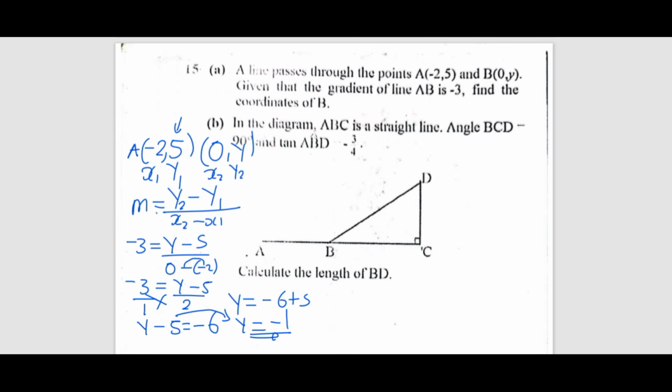and tan ABD is equal to -3/4. So ABD, here we have 3/4, but negative. So now how can we find the inside angle? If the outside angle is negative, then the inside is positive. So this means that the inside angle is 3/4. So if 3/4 is our inside angle, how can we calculate the length of BD?